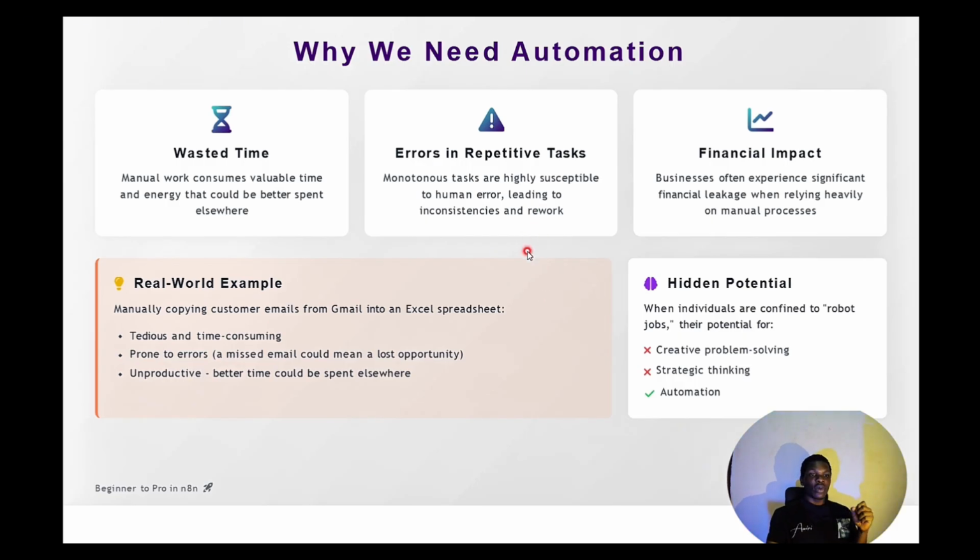So monotonous tasks are highly susceptible to human error, leading to inconsistencies and rework. So when you keep doing one task over and over again, you find out that you make a lot of mistakes along the line, and this could have large consequences in some situations.